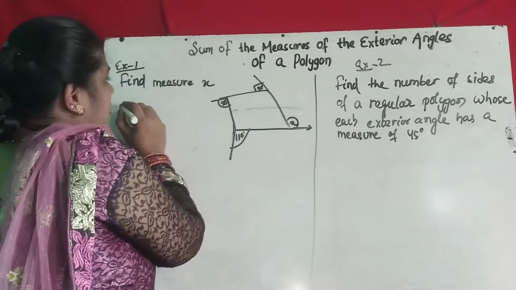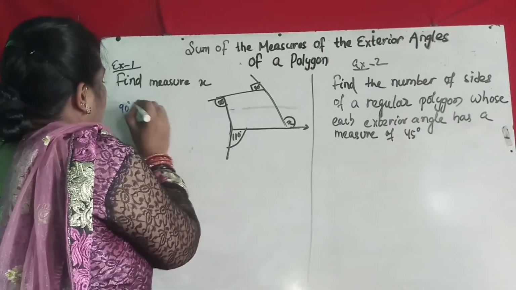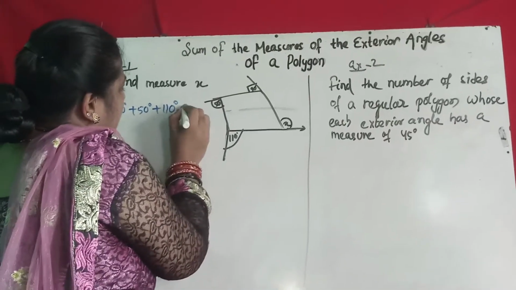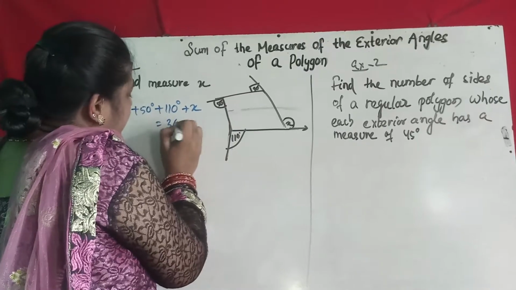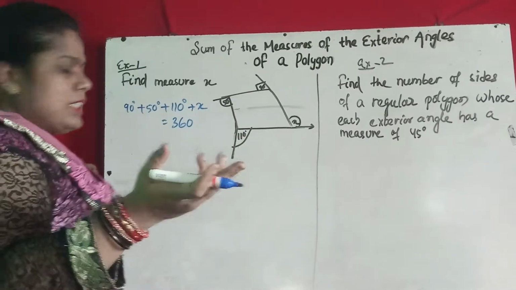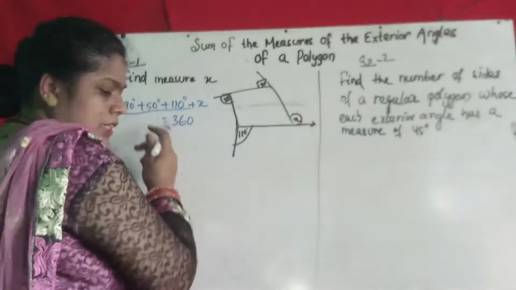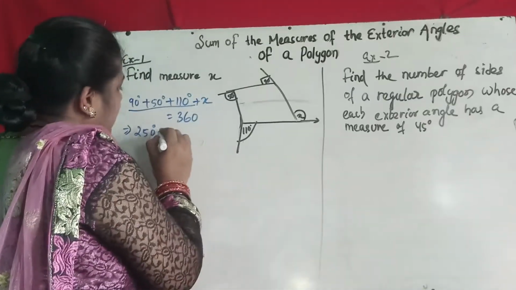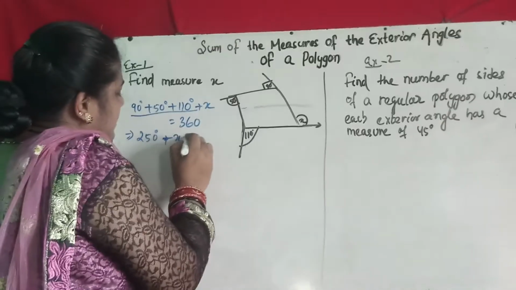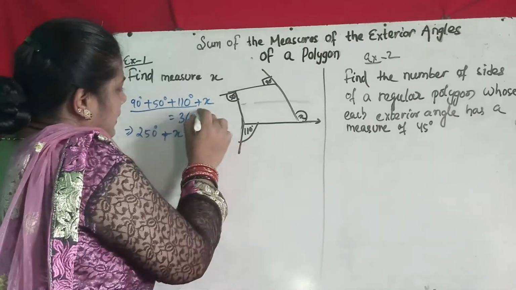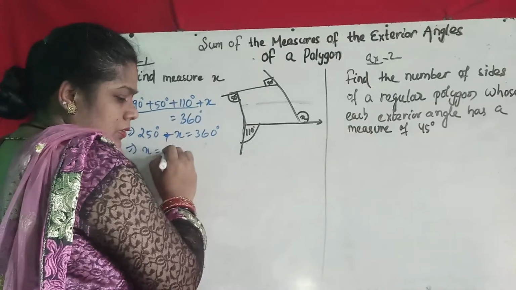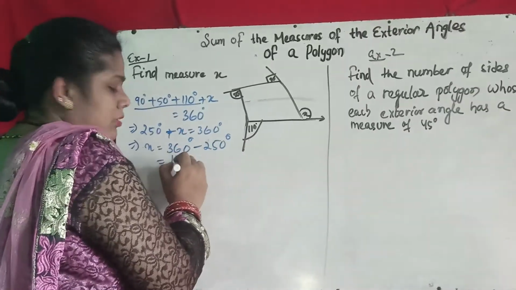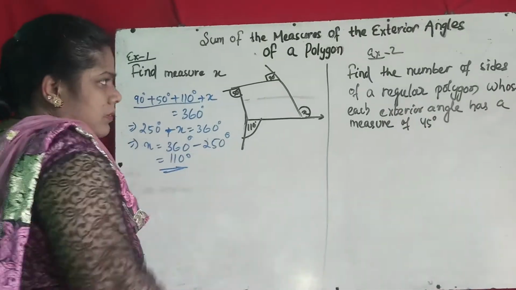So suppose 90 degree plus 50 degree plus 110 degree plus x equal to 360. The 4 exterior angles total 360. Just add these 3. How much is it? It is 250 degree plus x equal to 360 degree. Okay, x equal to 360 degree minus 250 degree equal to 110 degree.